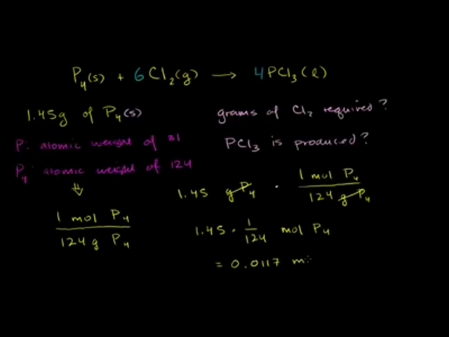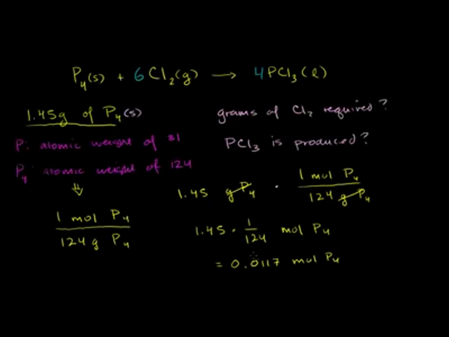0.0117 moles of phosphorus. That's what we're starting off with. That's what this 1.45 grams are. And that makes sense. If we had an entire mole of molecular phosphorus, it would weigh 124 grams. We only have 1.45 of that, so it's a little bit more than 100th, which makes sense. This number right here is a little more than 100th.